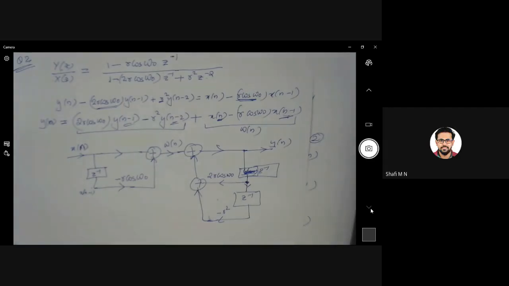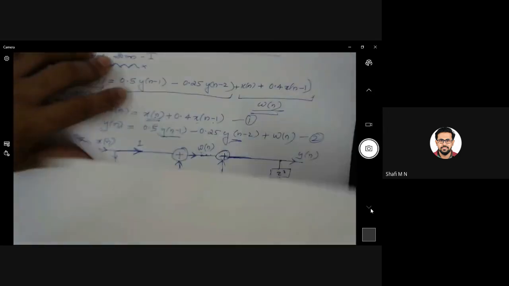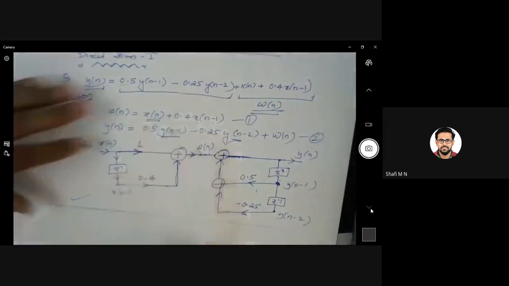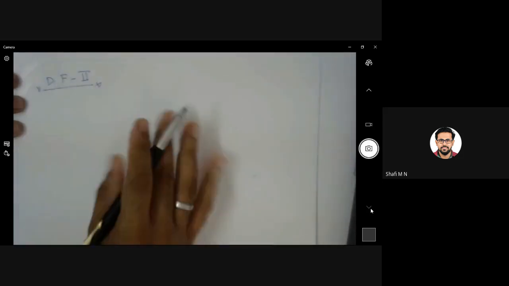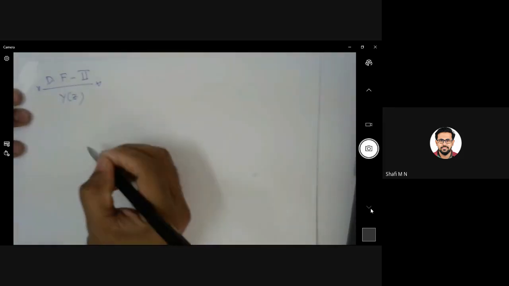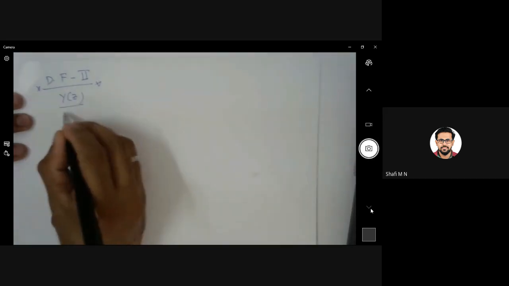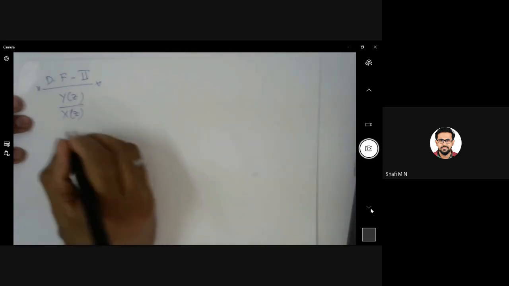Yes, sir. Okay. So now let's see the second method of realization. The second method is referred to as direct form 2. So the first one, direct form 1, we have completed, and let's see the second method. Direct form 2. First I will just tell the theory part and then we will do the problem next day. First step, you have to obtain y of z by x of z. You need it as a transfer function.